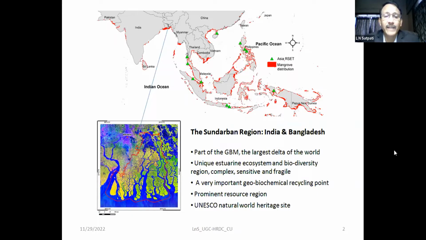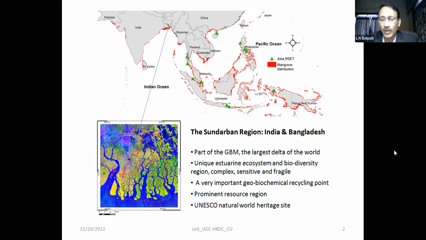Then secondly, it is a very unique estuarine ecosystem of the world with a lot of biodiversity, and this biodiversity is very complex. Since it is estuarine, that means it has both land and water, fresh water and saline water, and also it has been a recently reclaimed area which otherwise should have been within the very active delta region. So the delta building process is still going on. That's why it is very sensitive and very fragile.